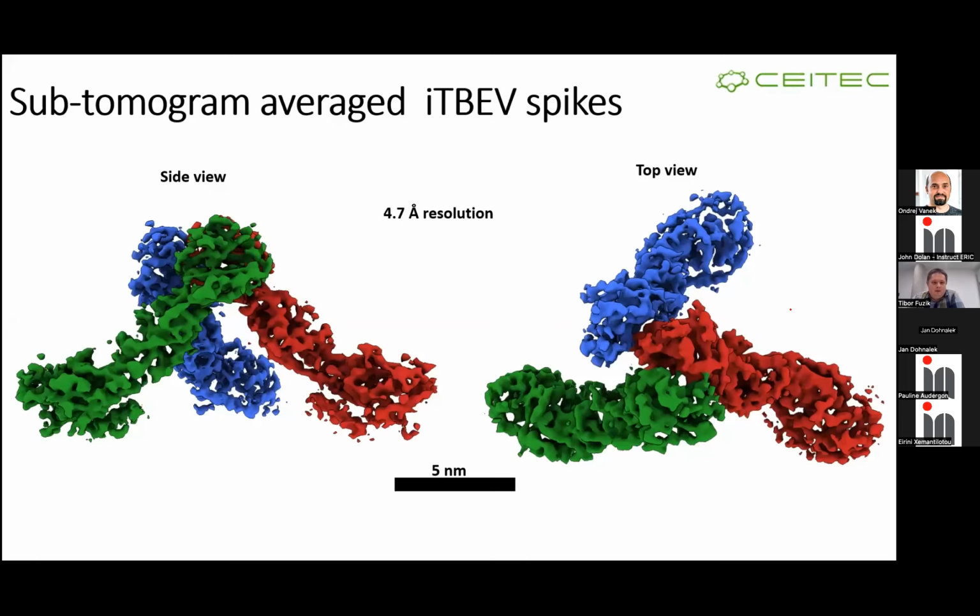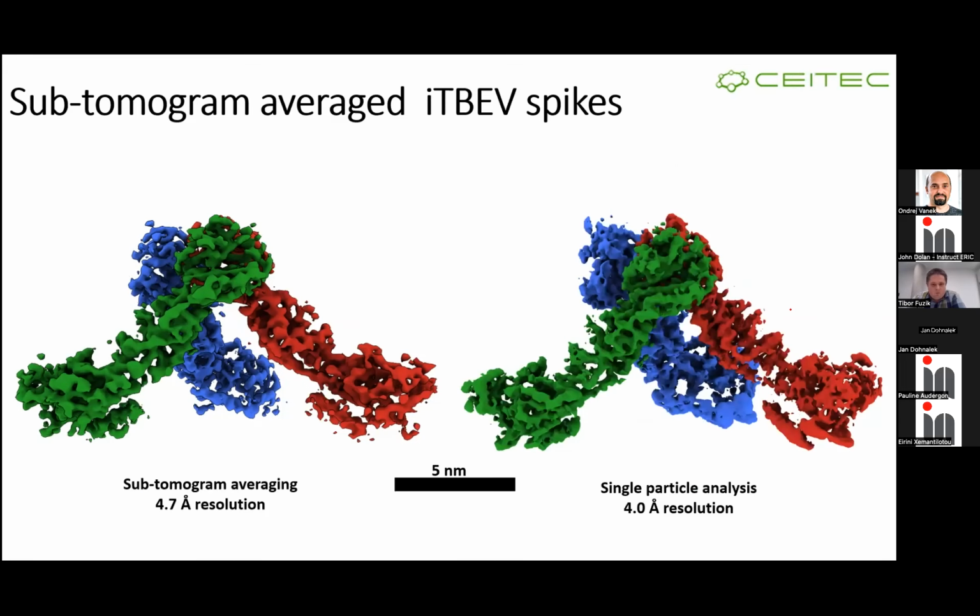We averaged them, and we reached a 4.7 angstrom resolution, which is not that great, but very close to the one that we have from the SPA. You can see that the density map looks very similar. If we compare it with the single particle 4 angstrom resolution map, it looks essentially the same. Still, single particle analysis has a little bit more detail, so that map is a little bit more featureful.